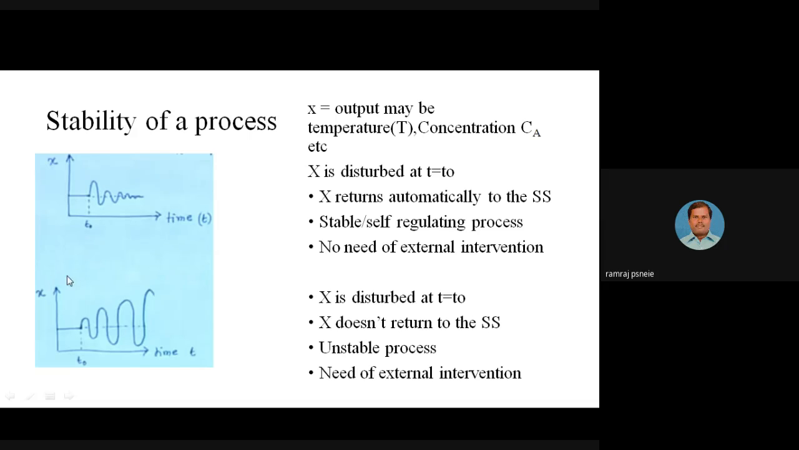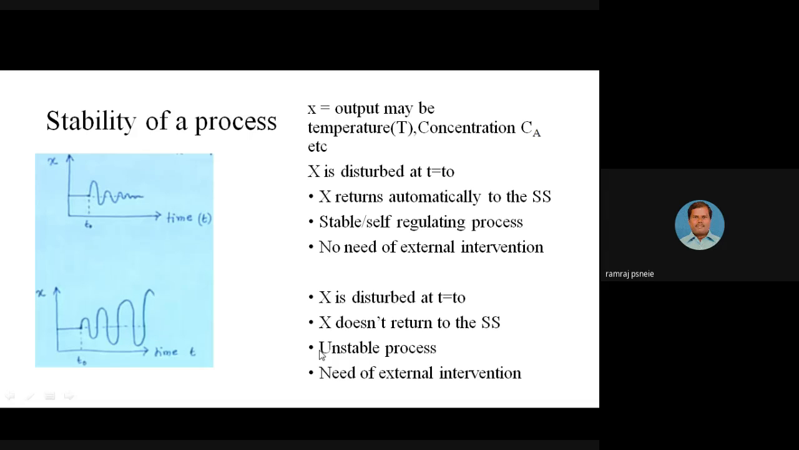In case 2, initially the process is at steady state, and at t equal to t naught we are introducing external disturbances. That time the output will oscillate and does not come back to steady state. It will increase exponentially. That time we can say this kind of process is an unstable process. In that condition, we need to introduce external intervention or a control system.